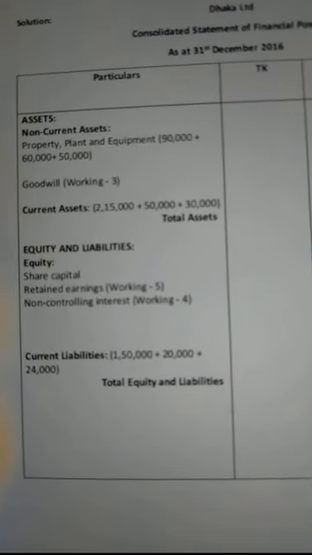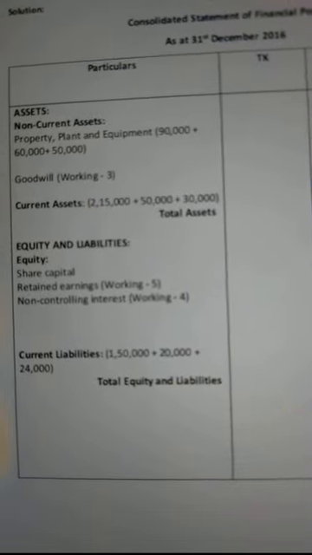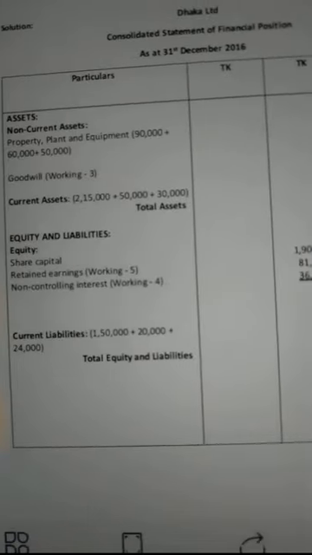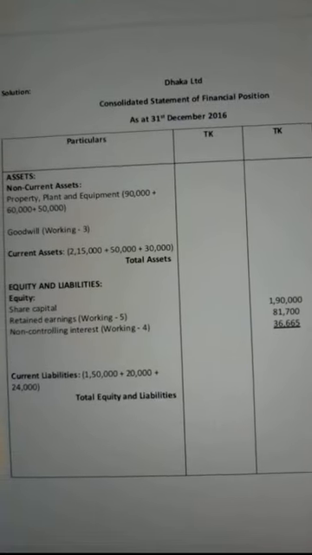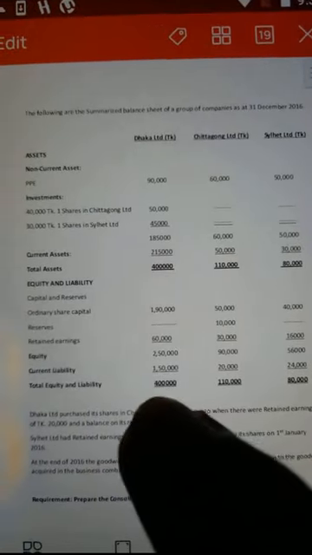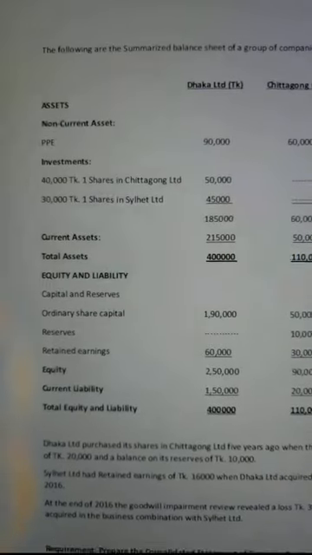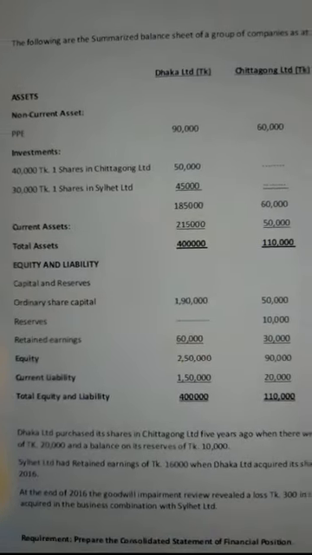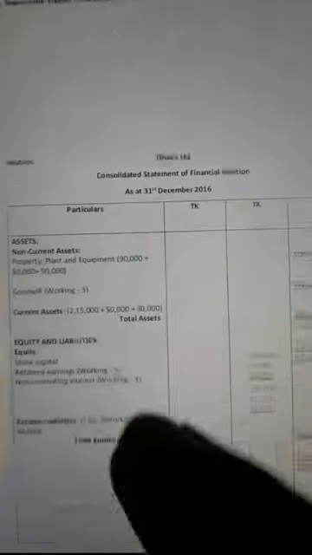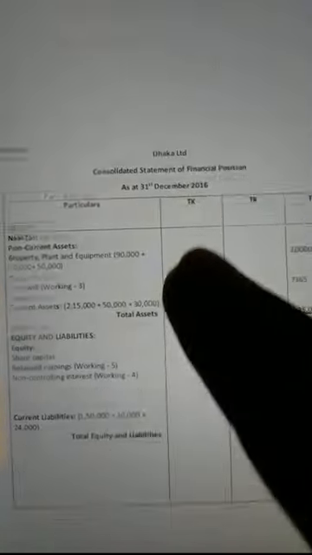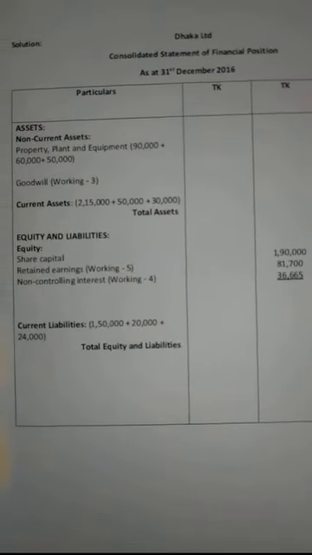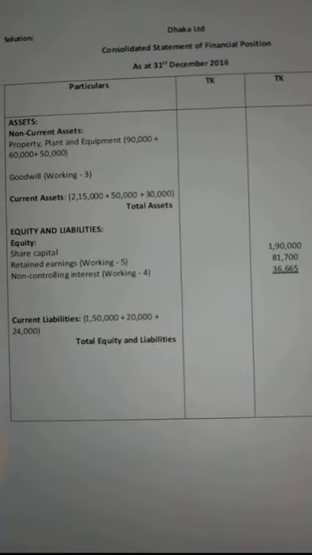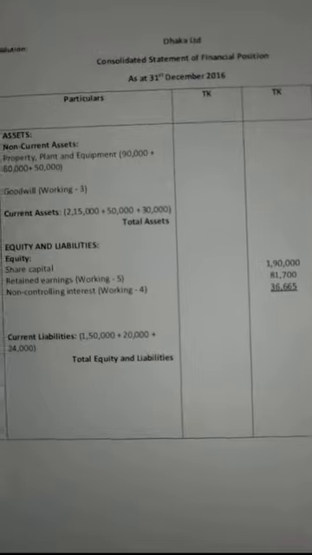Then we have equity and liabilities. At first we need to write the equity. We have to write share capital, which we have is 1,90,000 for Dhaka Limited at the very beginning of the question. Let's just see this. Here it is, 1,90,000 for the ordinary share capital. So we have to write the 1,90,000 of Dhaka Limited. We can't write the subsidiary because it's about Dhaka Limited, the holding company. I think you guys have understood that.